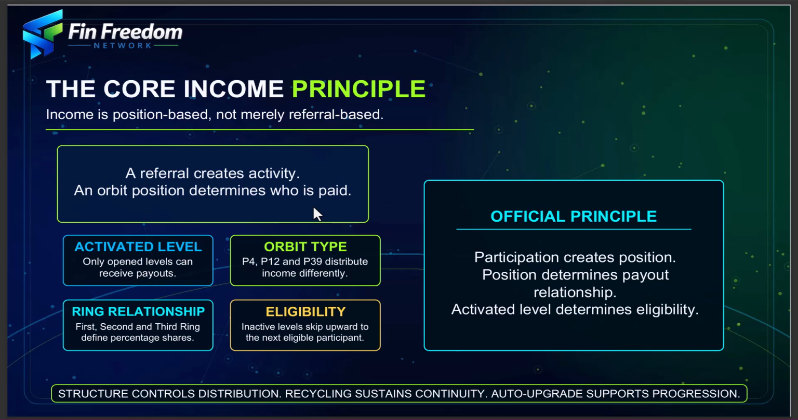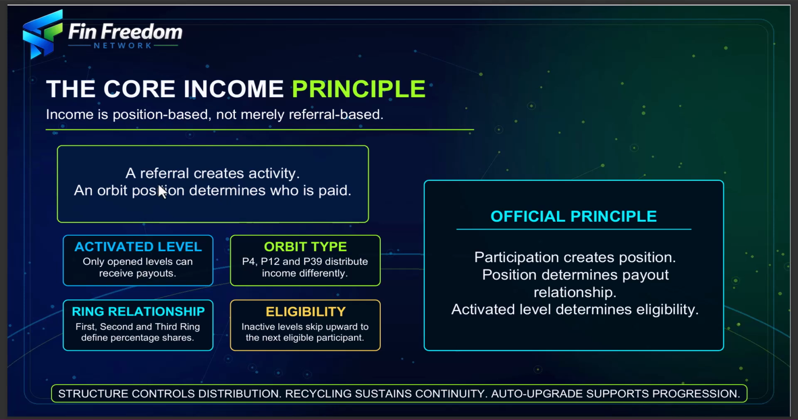The core income principle is position based, like I said earlier, not referral based. Unlike the conventional referral business where you have to refer someone to earn, in this FFN Freedom Network opportunity, it's not always by your referral activity. It's by positioning. Someone can sign up someone you don't know, and the person can take a position in your orbit and you will earn the money. It's very possible, and I will explain all of that as we proceed.